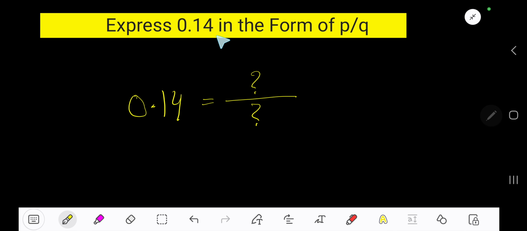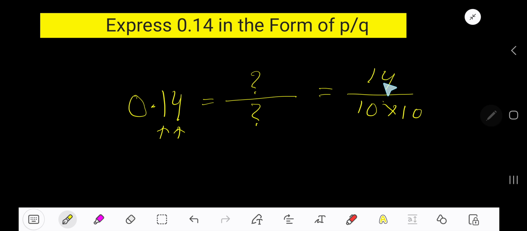Express 0.14 in the form of p by q. So we need numerator and denominator. For the numerator, just remove the decimal and write the number you are getting. And for the denominator, for every digit after the decimal, you have to consider 10 as a multiplication. 1 for 10, then 4 for 10. After the decimal, we have 2 digits, so we have written 100.